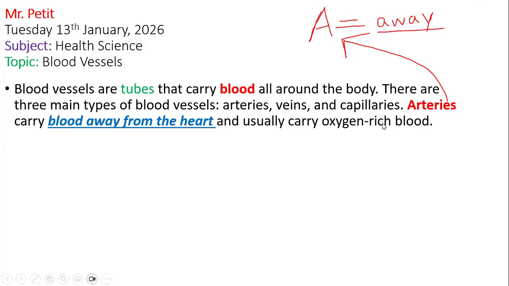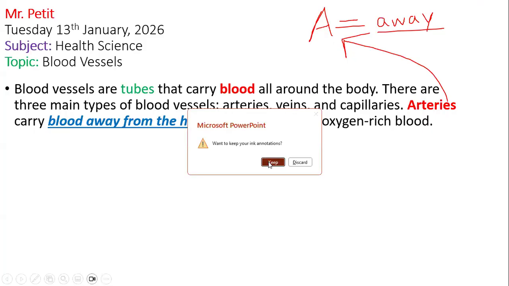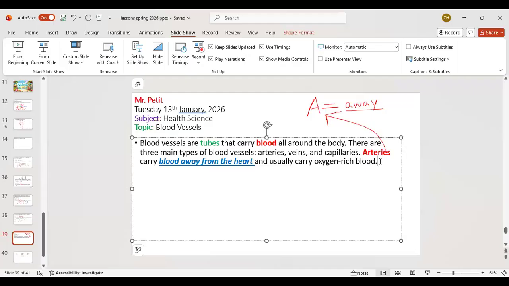Think of arteries like bodybuilders. What do you know about bodybuilders? They're big, they're strong, they're thick, muscular, right? So just that's how arteries are. Arteries are powerful, yes.